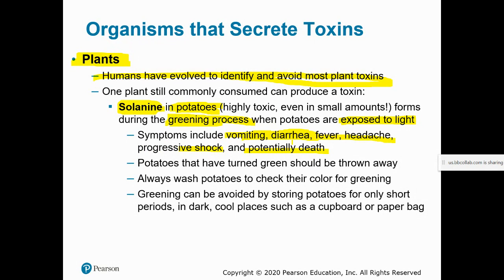So, it's a regular old potato, but under certain circumstances, it can produce this pretty intense toxin. So really important to check potatoes. Also, always make sure to wash your potatoes. I mean, at the grocery store, potatoes are pretty well washed, but always make sure to wash your potatoes so that you can see if there's any greening that has started.